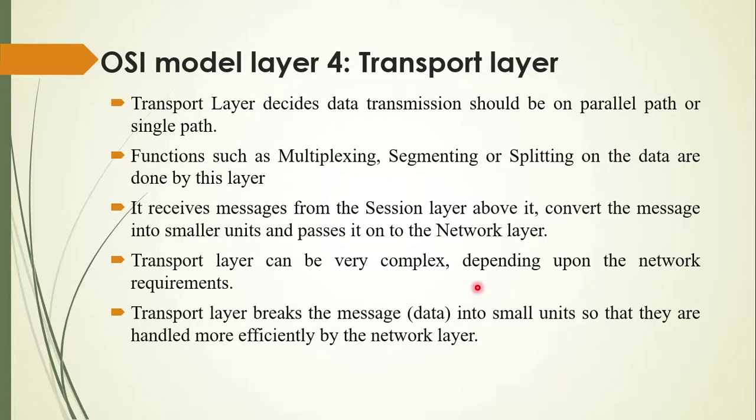Next layer is the transport layer. The transport layer decides whether the data transmission should be on a parallel path or a single path. The transport layer is basically used for the transmission of the data. So it will decide if the path is parallel or single. Functions such as multiplexing, segmenting or splitting of the data are done by this layer.